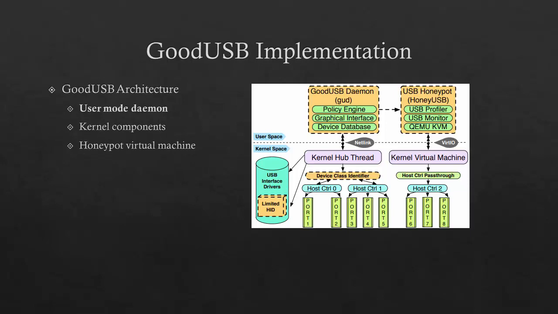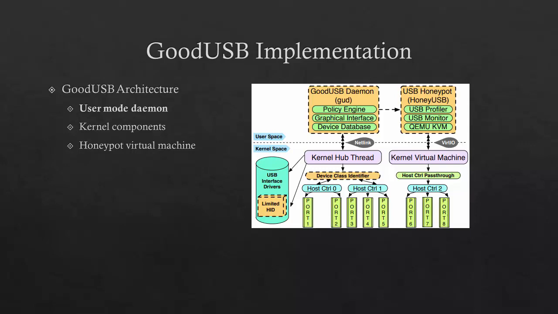Now that we've discussed what good USB does, let's dive into the implementation, starting with the architecture. The good USB daemon is a Linux implementation, sorry Windows users, that runs in a user thread. The policy engine, device database, and user interface all operate in the user space process shown in the diagram.